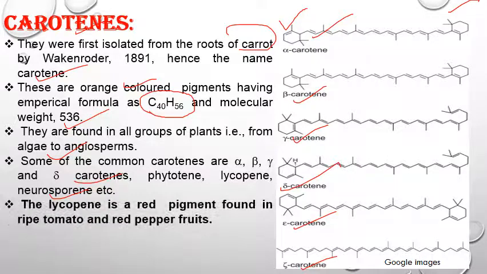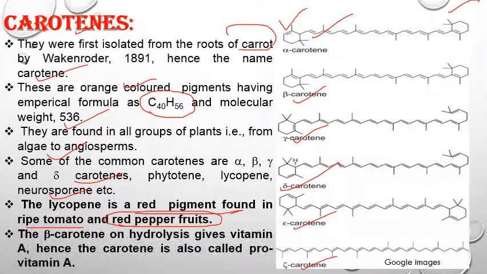Lycopene is a red pigment found in ripe tomato and red pepper fruits. So pepper fruits also have lycopene. Then we have beta carotene, and this beta carotene on hydrolysis gives vitamin A. Hence, carotene is also called a provitamin, and beta carotene is also known as provitamin A.